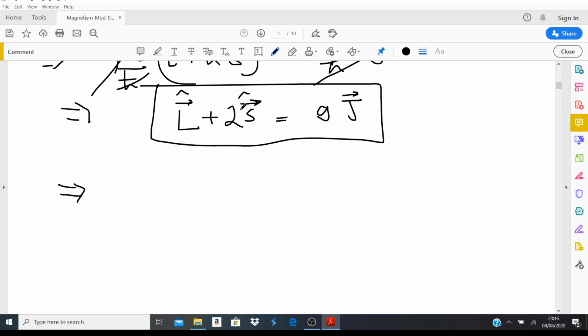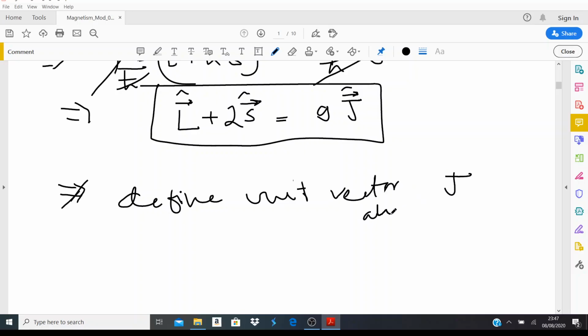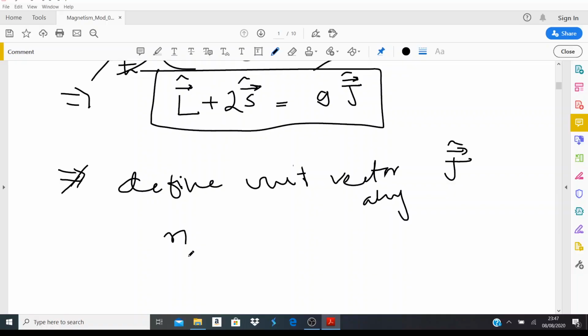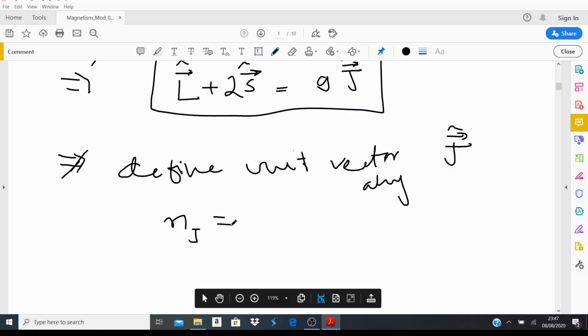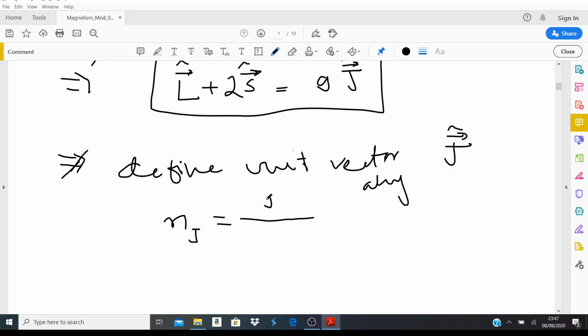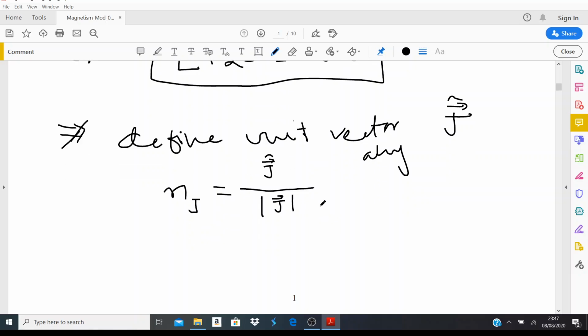For that, the trick is, first, let's define some unit vector, because these are all vectors operated on by vector operators. So define a unit vector along J. Let's say the unit vector is denoted by n, and I'm saying that the unit vector is along J, right? And how do you define the unit vector? It's always the vector itself divided by its magnitude, and we know that's an operator. So that's your unit vector.